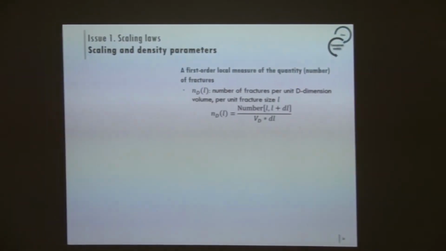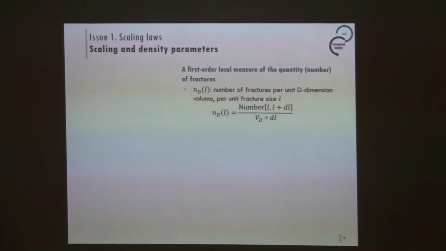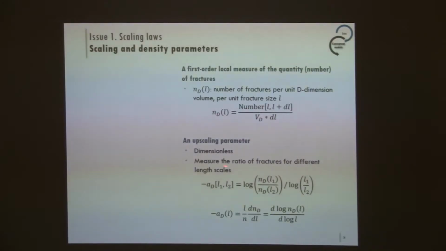So how do we do that? First, let's introduce some scaling and density parameters. For anything, you have two kinds of parameters. One is scaling, one is density. Scaling: first you calculate the number of fractures for a given size, so the number of fractures between L and L plus a small increment. You divide by the increment, so this is really a density distribution, and you divide by the total volume of your system. The scaling parameter measures the ratio of fractures for different length scales.